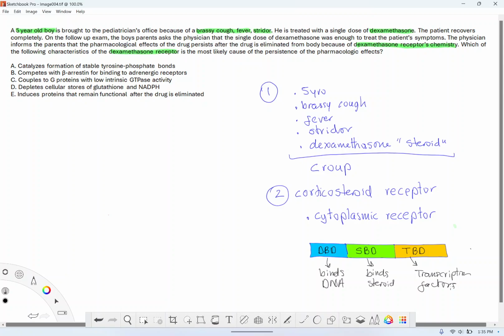Generally speaking, a steroid hormone receptor comes in pairs. So when 2 hormones bind to each receptor, the 2 receptors will dimerize and attach to each other, and then go to the nucleus.